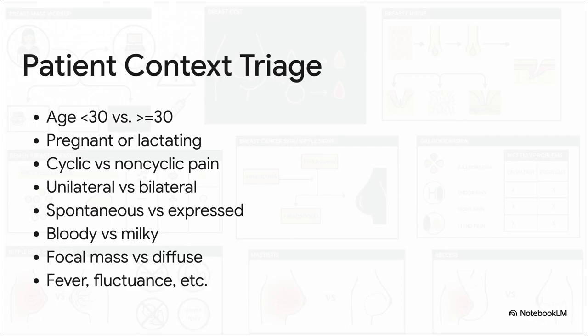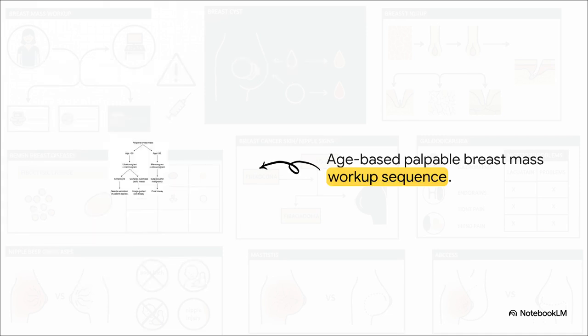Is the patient under 30? Are they pregnant? Is the pain cyclic? Every single one of these factors drastically shifts your next best step in management. Seeing a fever and fluctuance, for example, boom, you immediately shift away from an oncology workup and straight into abscess management. Now, for a palpable breast mass, your initial workup sequence is strictly age-based.